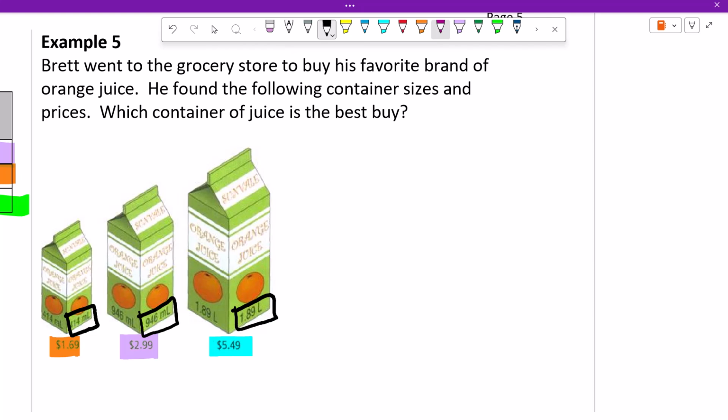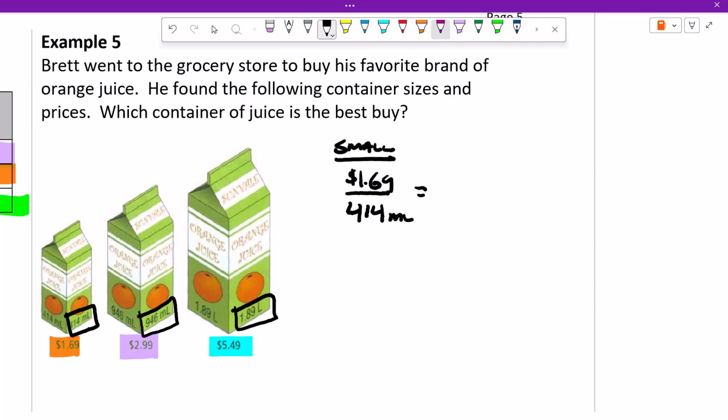So we have our small. Let's do our small one here. All right. So you have $1.69. When we write a fraction, does the $1.69 go on the top or does it go on the bottom? On the top. Money is always on the top. All right. And you put the volume on the bottom like this. And we divide those 2 numbers.